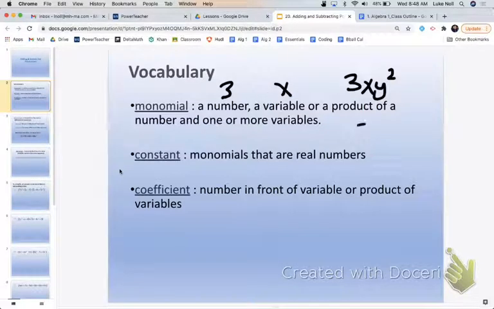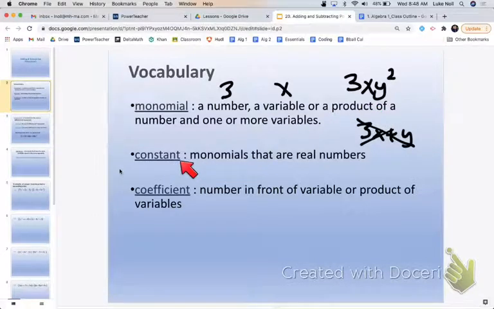For example, this would not be a monomial. Of course, this would not be a monomial because it contains addition. It's actually two monomials, which has a different name, okay? A monomial: number, variable, or product of a number and one or more variables, okay?